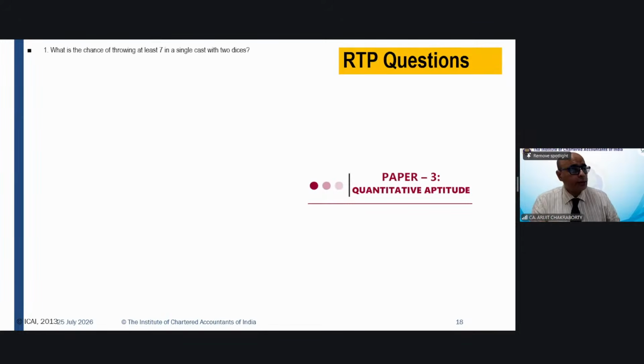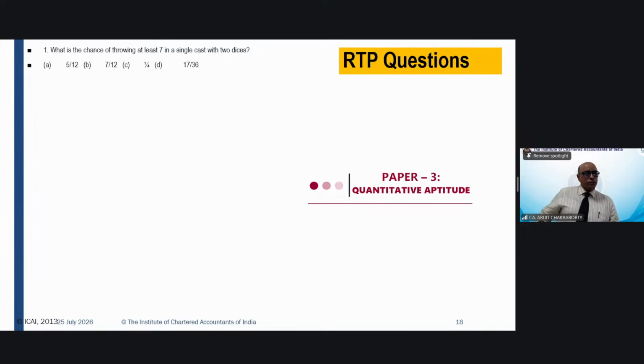We are looking at the RTP questions now. What is the chance of throwing at least seven in a single cast with two dice? So we have taken up a number of questions for explanation from set A, set B, and also from the MTP. Now we are taking the RTP so that you have a complete understanding of the type of questions in this chapter.